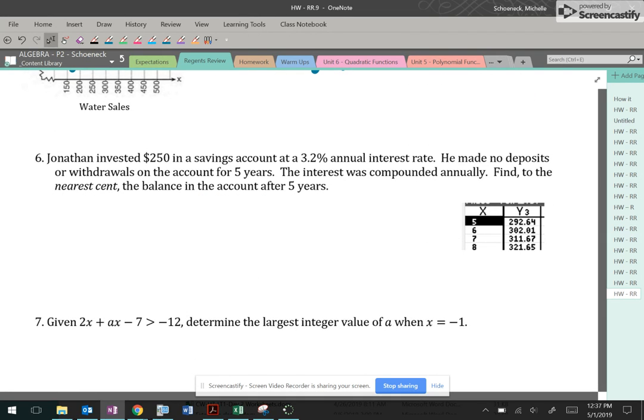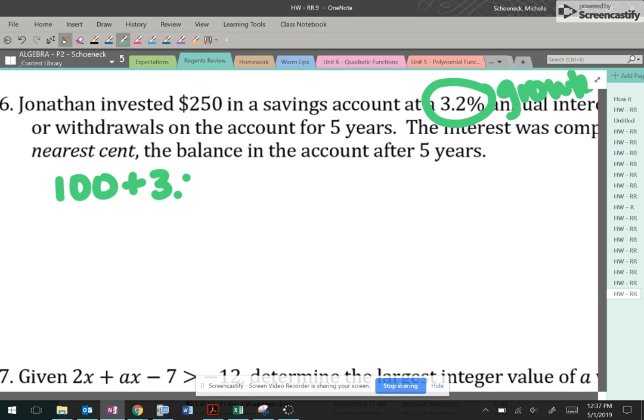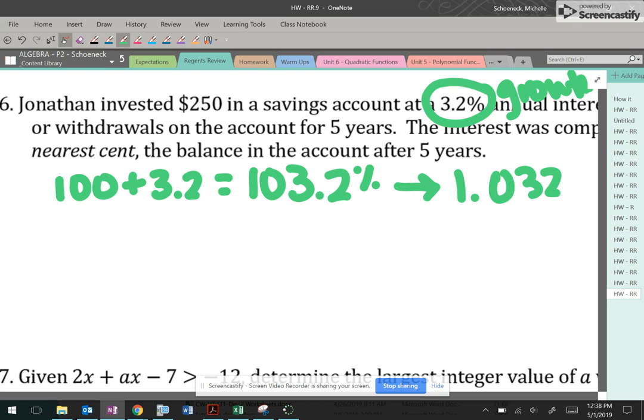Number 6, Jonathan invested $250 in a savings account at a 3.2% annual interest rate. He made no deposits or withdrawals on the account for 5 years. The interest was compounded annually. To find the balance in the account after 5 years, we have to remember that that's a 3.2% growth, which means 100 plus 3.2 is 103.2% growth, which as a decimal is 1.032.